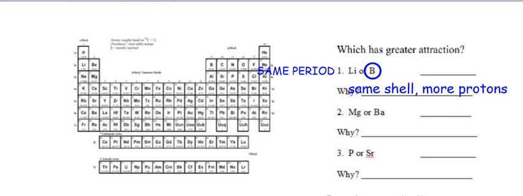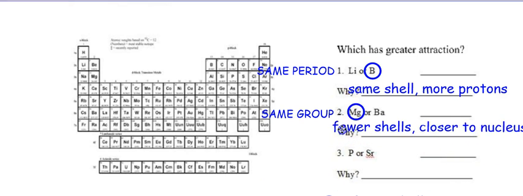Which one has greater attraction between magnesium and barium? Here's magnesium and here's barium. First of all, they're in the same group, so the one with greater attraction will be magnesium. Why? There are fewer shells, therefore it's closer to the nucleus. Magnesium's electrons can almost reach out and touch that nucleus. Not quite, but I think you get the idea. Way down here in barium, holy cow, that's really far away. That distance makes the attraction a lot less, so that doesn't help.